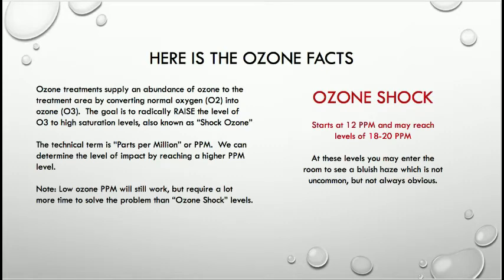So let's go on to look at the facts. Now, we want to understand some of the ozone facts. When it comes to ozone shock, we believe this starts at about 12 parts per million, which is a fairly heavy treatment. You won't be able to have people and pets in the room during this treatment. And, in a situation where you're using a substantially strong machine, you might reach 18 to 20 parts per million. This is helpful when you're dealing with mold and mildew and strong odors, as well as perhaps even some insects.